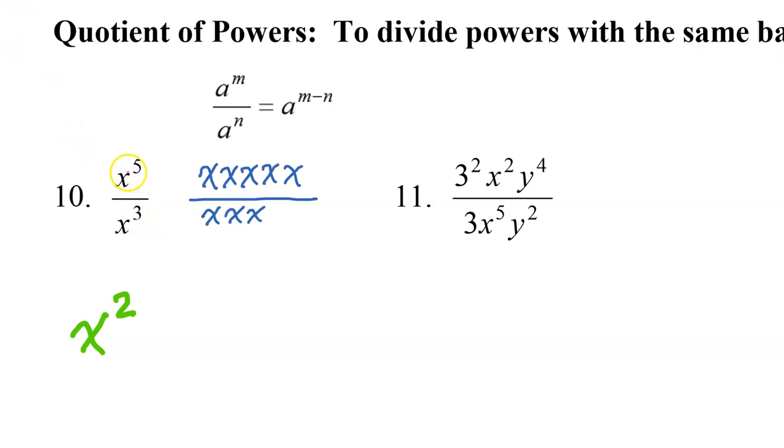This makes sense because x to the fifth power is really 5 x's all multiplied together, and x to the third power is 3 x's. So the 3 x's in the denominator will cancel out 3 of the x's in the numerator, leaving behind 2 x's multiplied together, or x squared.